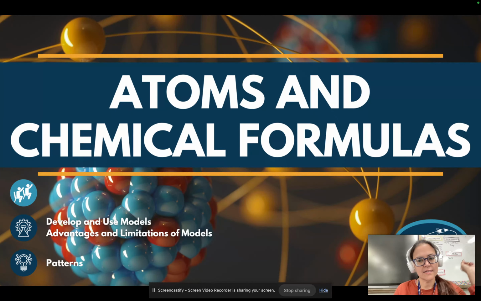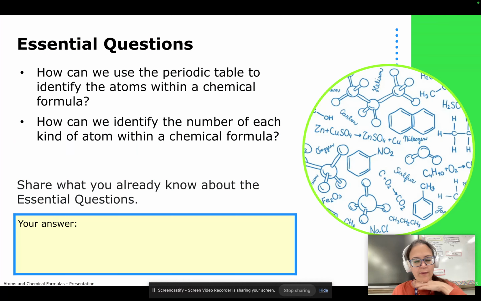Okay, so today is talking about atoms and chemical formulas. We'll try to get through this quickly. The essential question for today's lecture is how can we use the periodic table to identify the atoms within a chemical formula? And how can we identify the number of each kind of atom within a chemical formula?